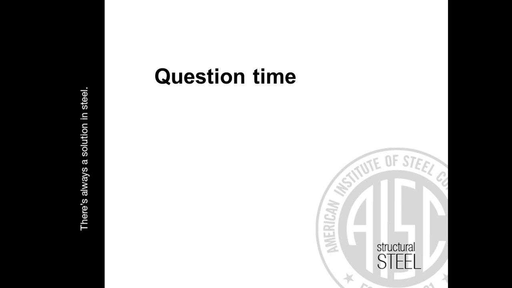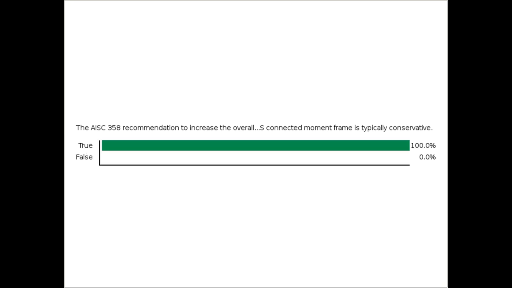But we're going to go ahead, and as we have done in the past weeks, we're going to do a couple of interactive polling questions to test the audience's understanding on a couple of concepts. So here's the first interactive polling question. This is a true or false question. And the statement is this: the AISC 358 recommendation to increase the overall drift by 10% to estimate the effect of an RBS connected moment frame is typically conservative. Is that a true or false statement?